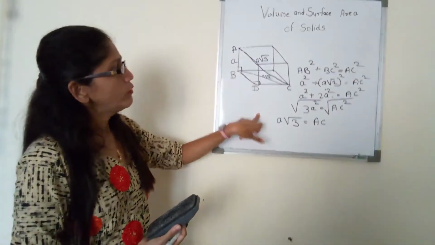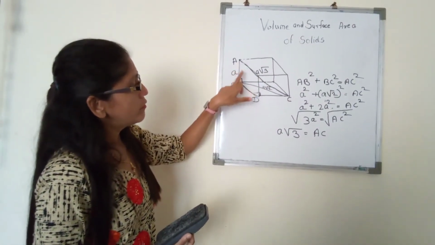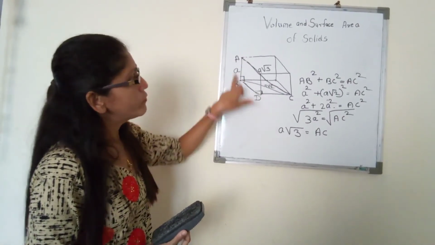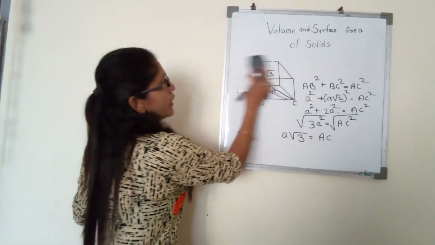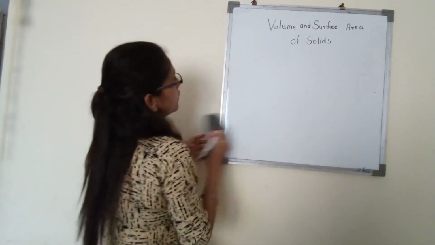So we found out the diagonal of the cube. The next one we will see is the lateral area.